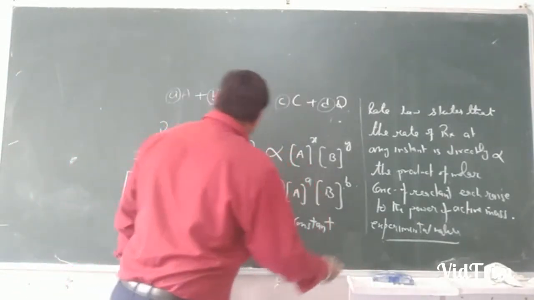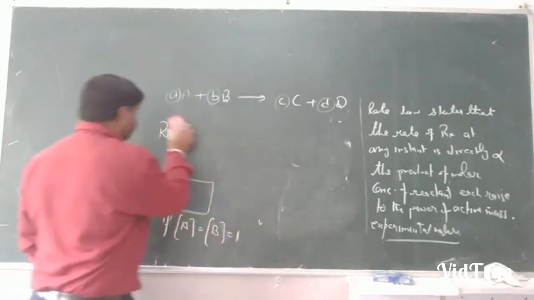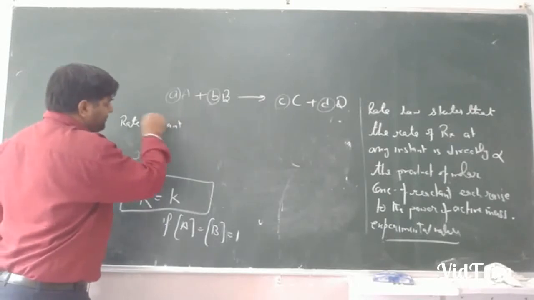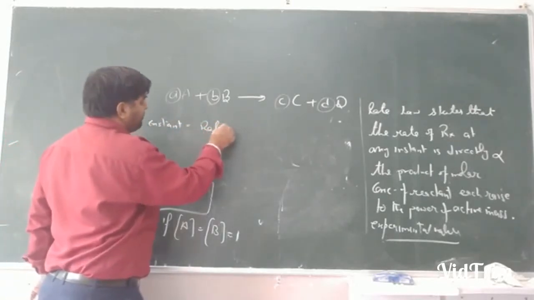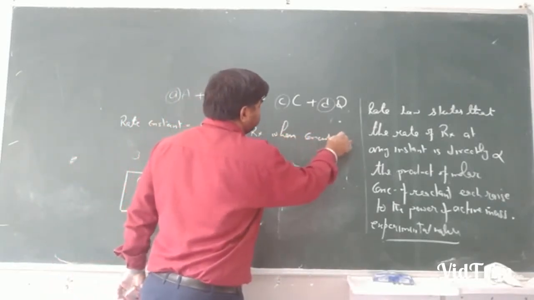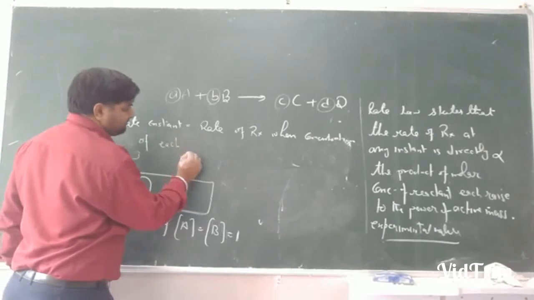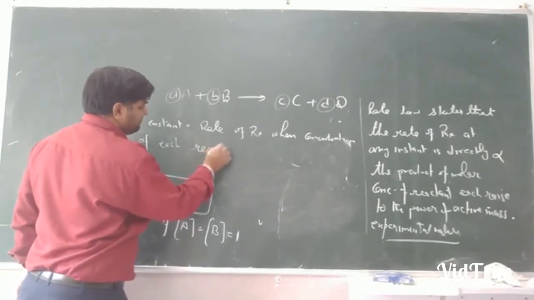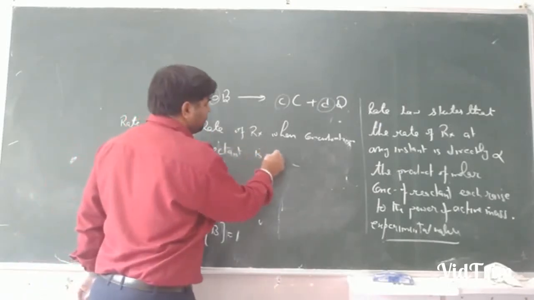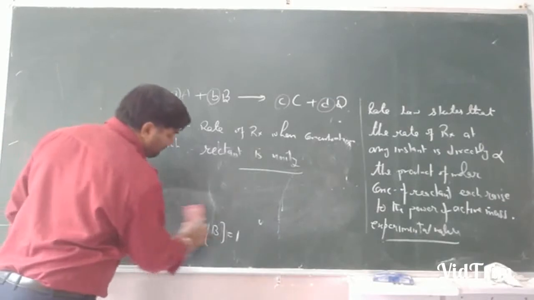Now, rate constant. Write here: rate constant is equal to the rate of reaction when the concentration of each reactant is unity. It means when the concentration of each reactant is 1.